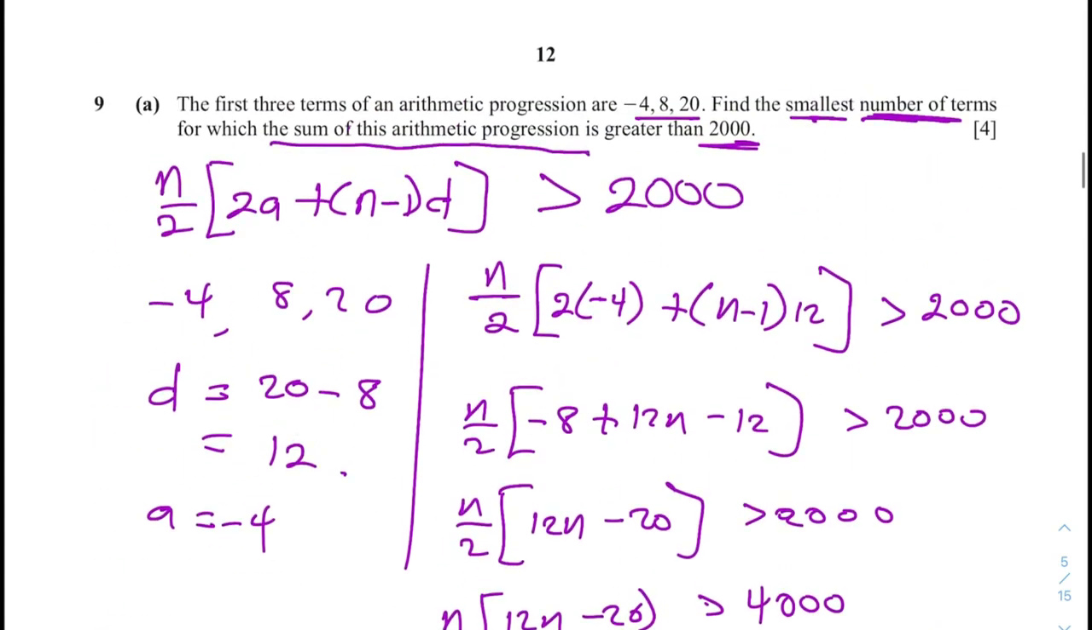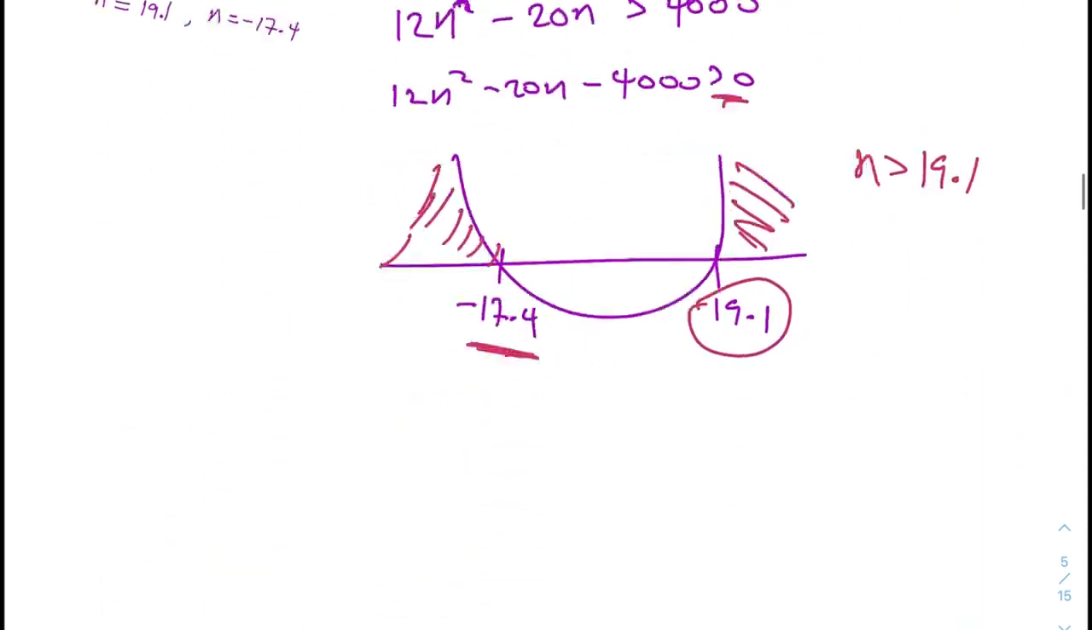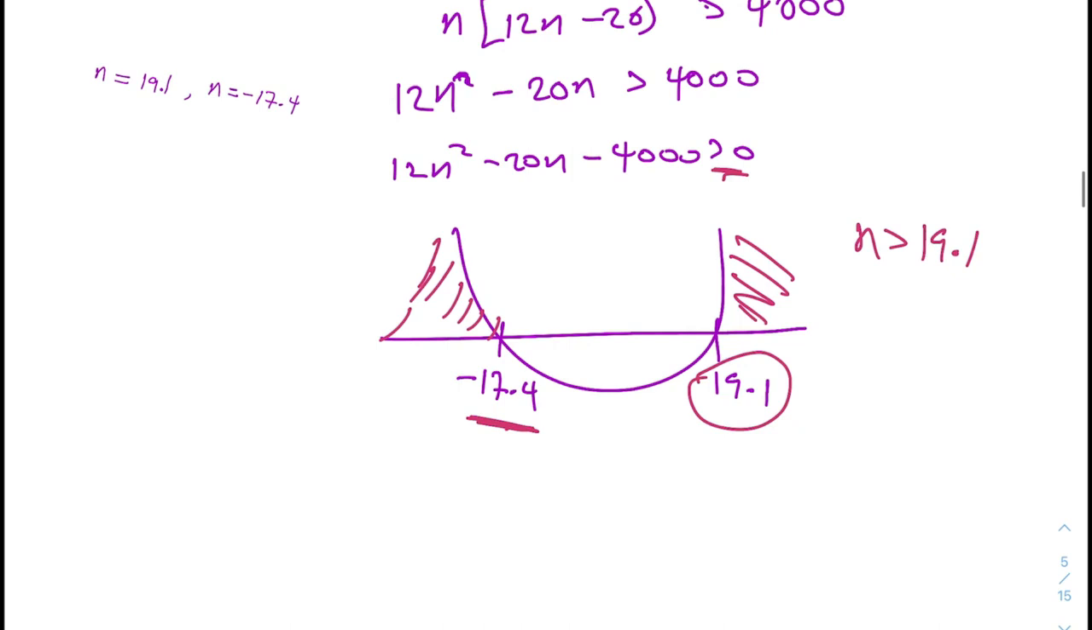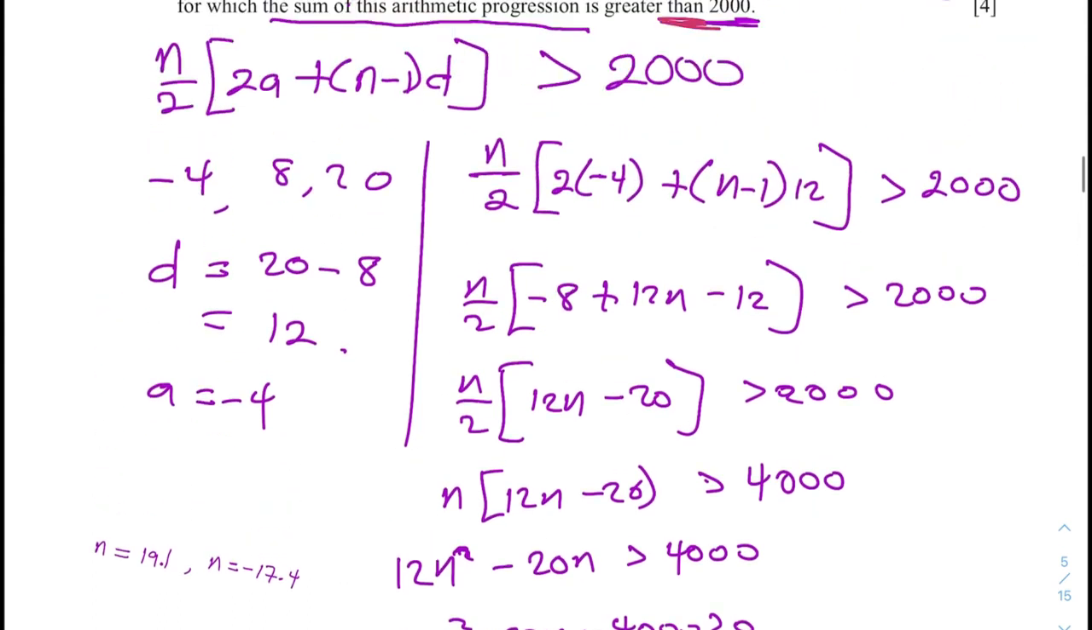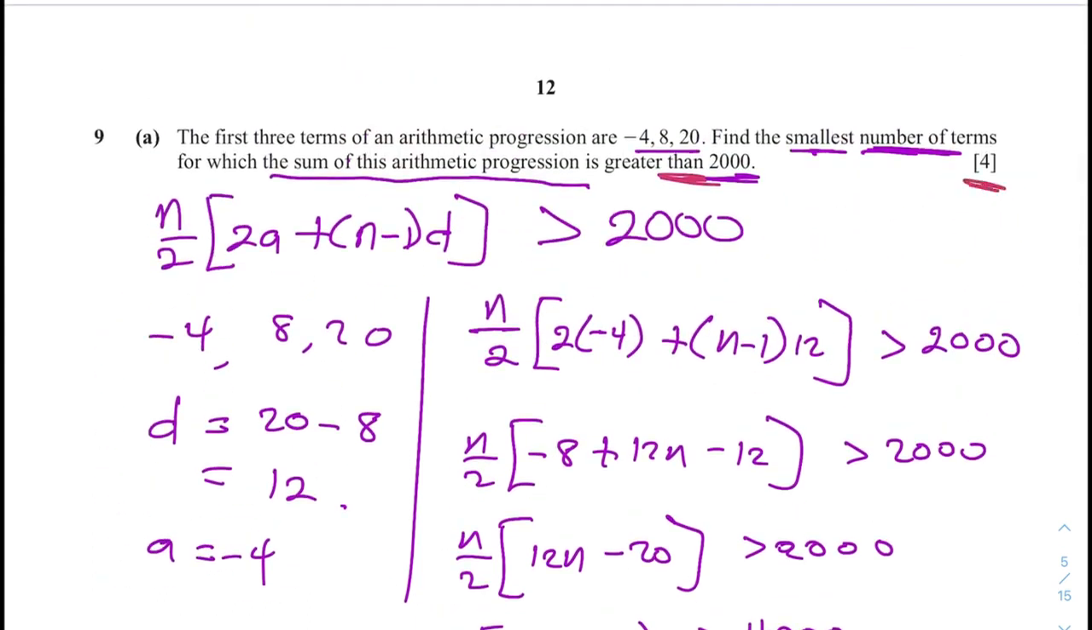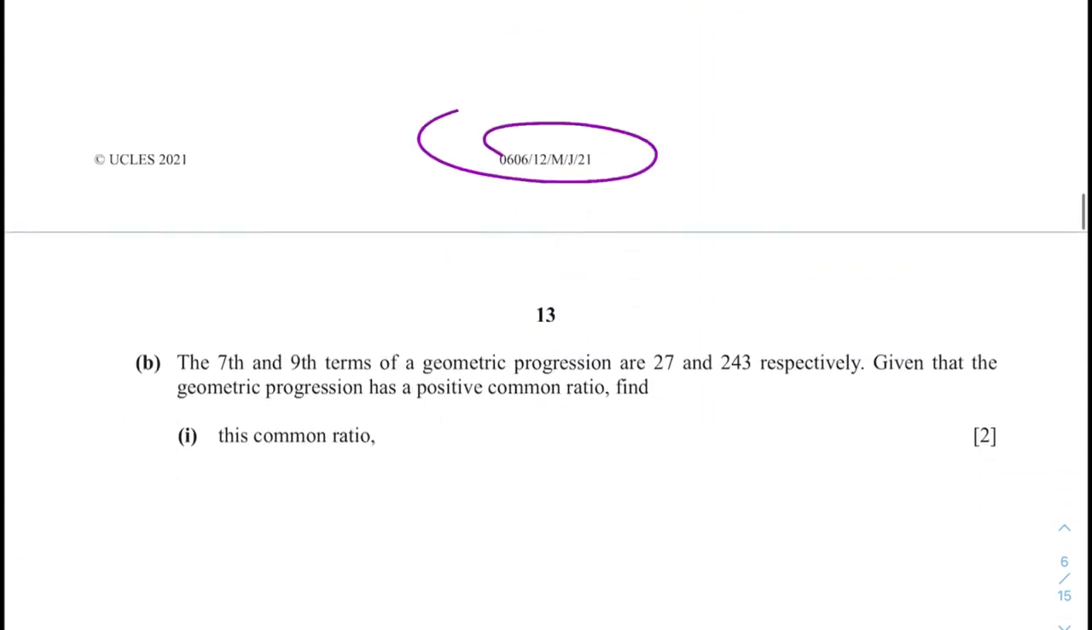All right, then we go back to the question. It says find the smallest value for which it will be greater than this. So the smallest value of n, and n is an integer, would be 20. The first value bigger than 19.1 is 20. So your answer is really n equals 20. And you do all this for 4 marks, all right?